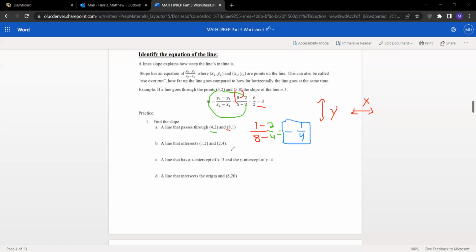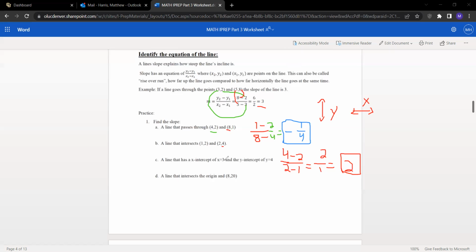So here we have a line that intersects 1, 2, and 2, 4. So we take rise over run. So rise on top. So we have 4 minus 2 over 2 minus 1, which is equal to 2 over 1, equals 2. All right, let's try one more.